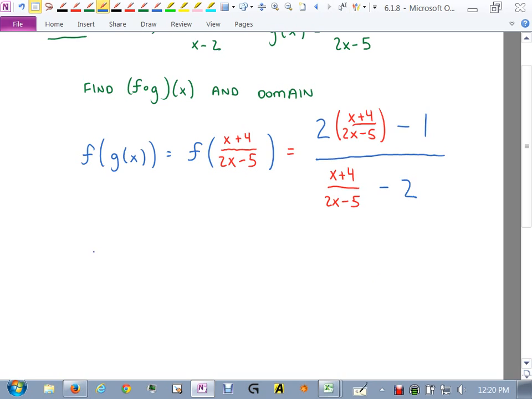Okay, let's work on this now. So I'm going to distribute the 2 through to this first, to get rid of the parentheses here, which means it goes to the top or the bottom or both? Top only. That's like a 2 over 1. So it's going to become 2x plus 8 over 2x minus 5 minus 1 over x plus 4 over 2x minus 5 minus 2.